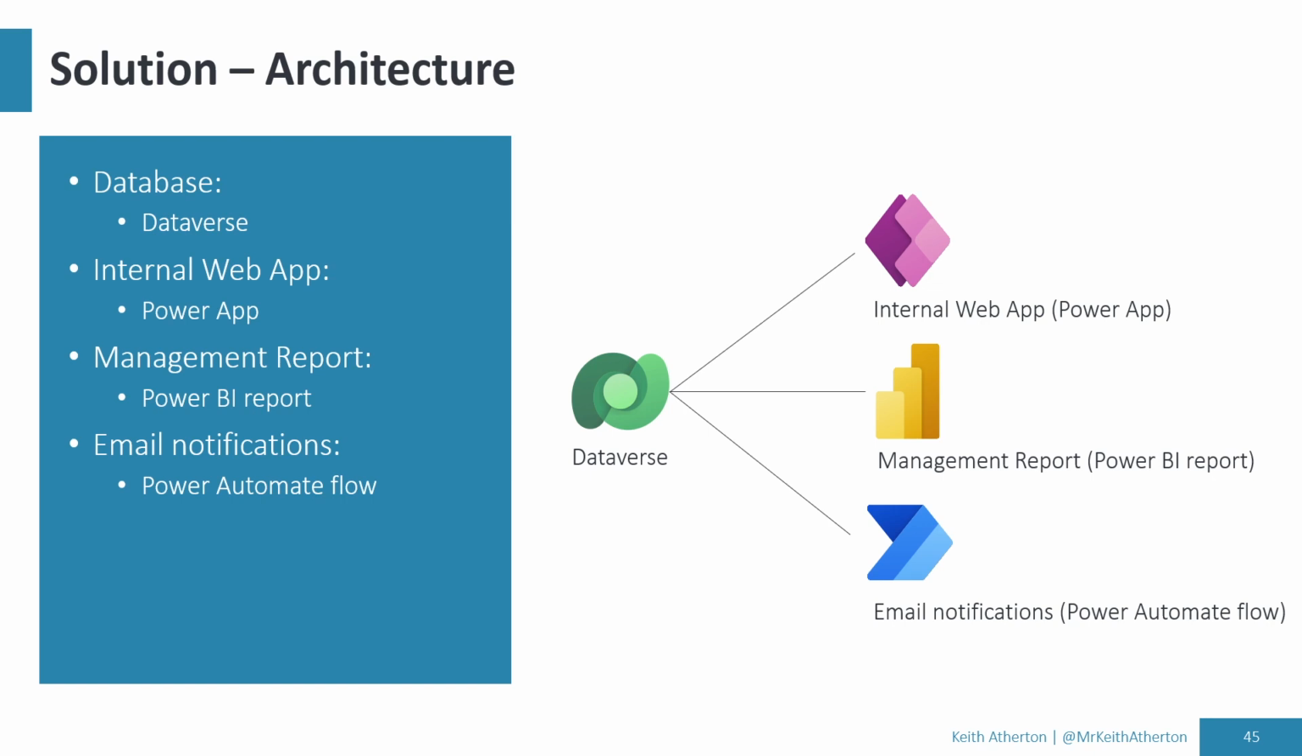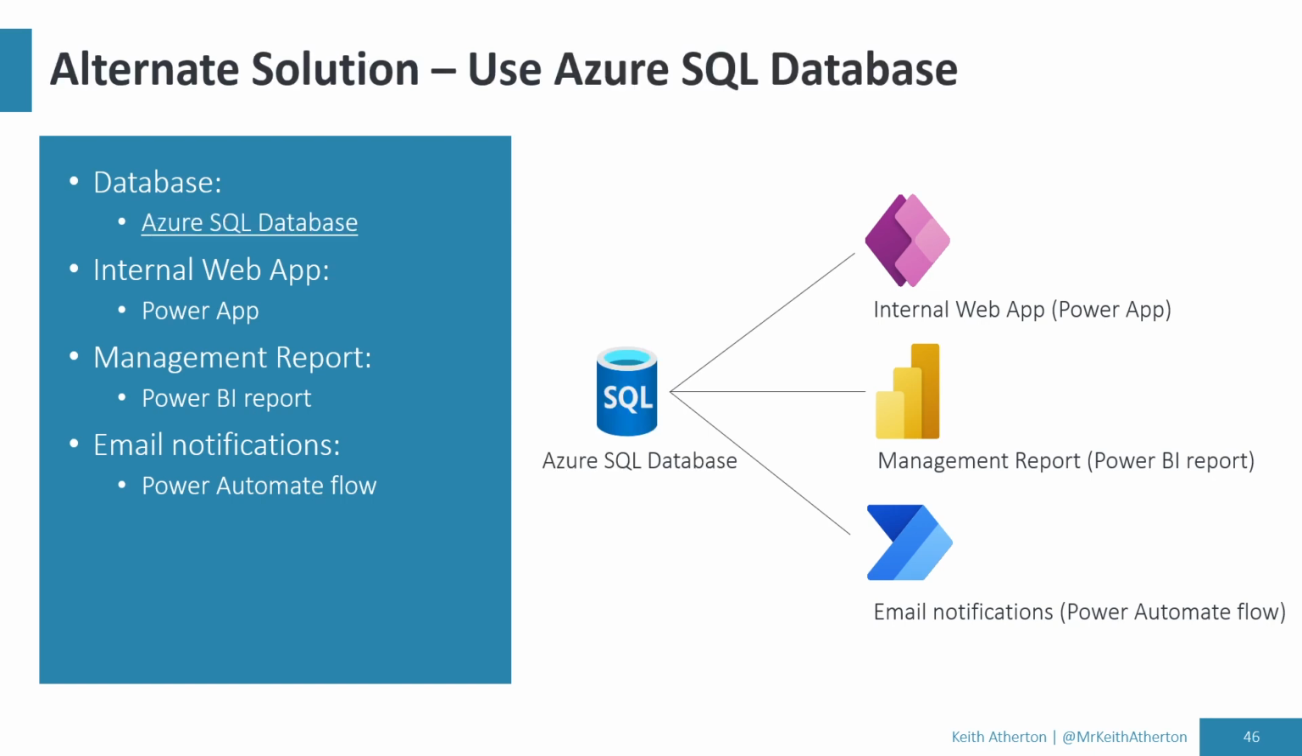So the example we had here was the Dataverse as the data store, and then we had the Power App, Power BI report, and the Power Automate flow. What we're going to do is look to change that Dataverse to Azure SQL Database. So that way, let's say if we've already got a legacy Azure SQL Database in use, we want to use that. We don't want to be forced to use Dataverse or something else.